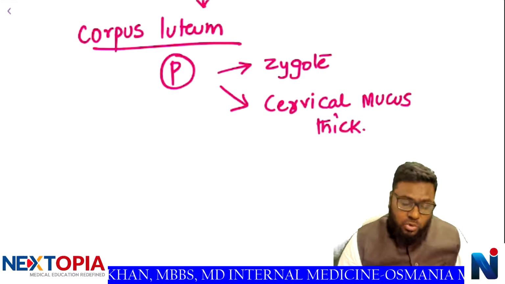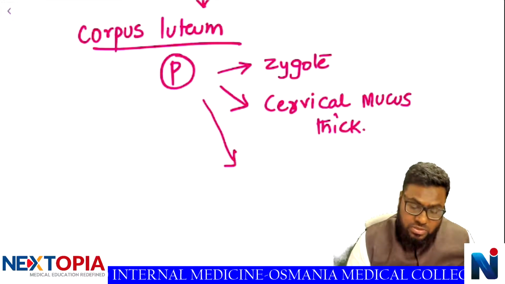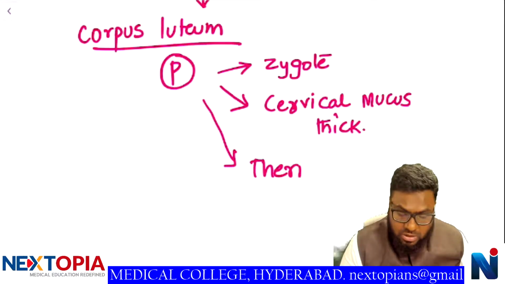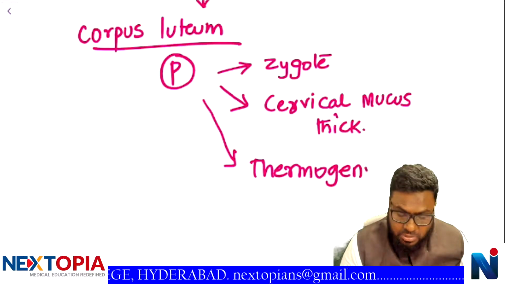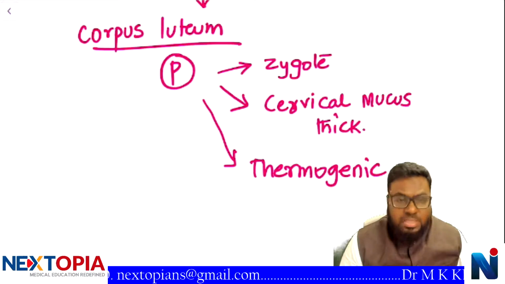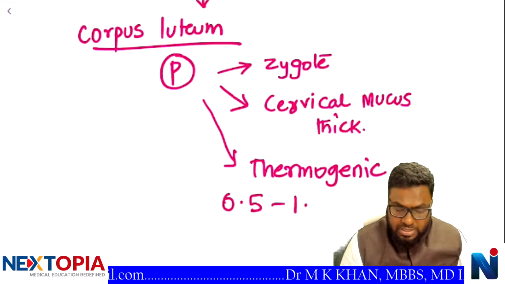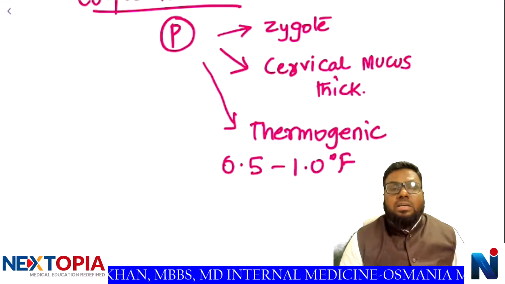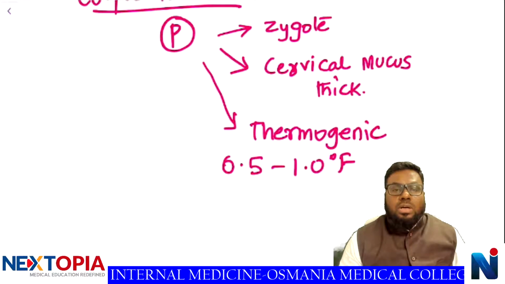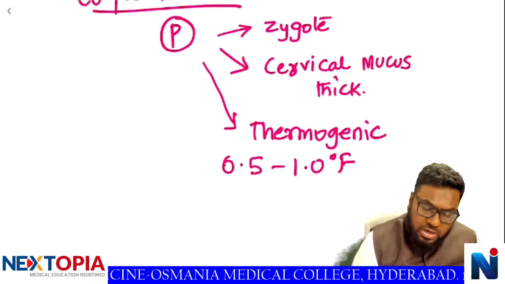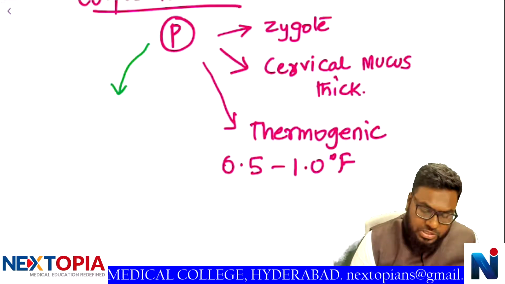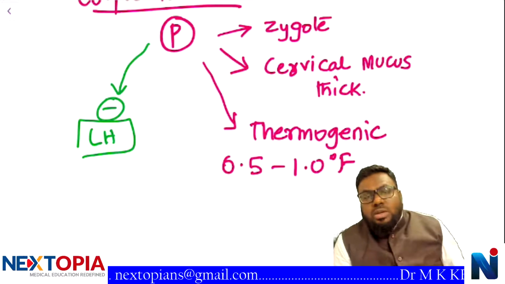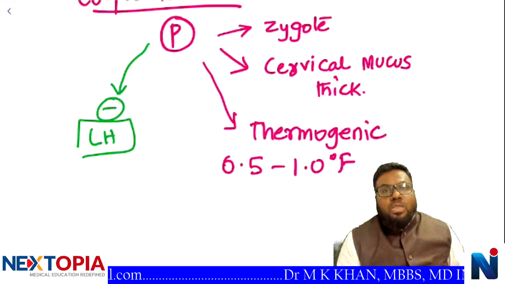One more important point about progesterone is that it has a thermogenic effect. It increases the body temperature. It's a thermogenic hormone. It increases the body temperature by 0.5 to 1 degree Fahrenheit. So these three are important points related to progesterone. Progesterone has a negative feedback inhibition of LH. Please remember this point: progesterone inhibits LH.